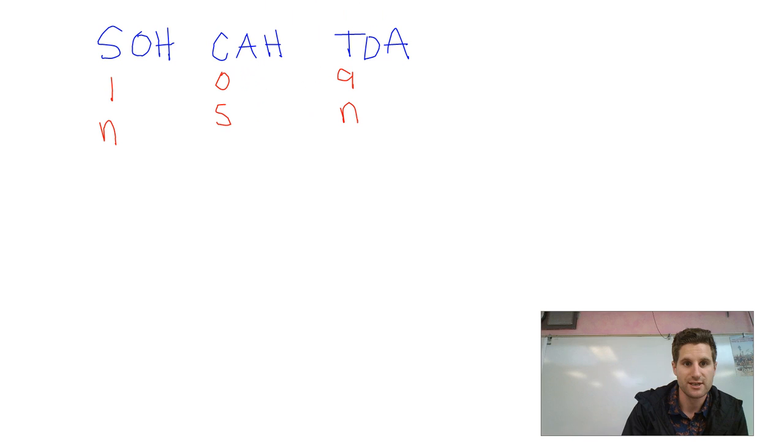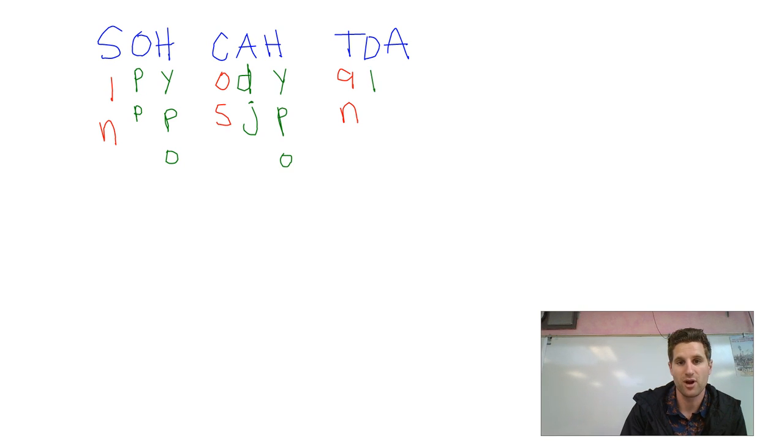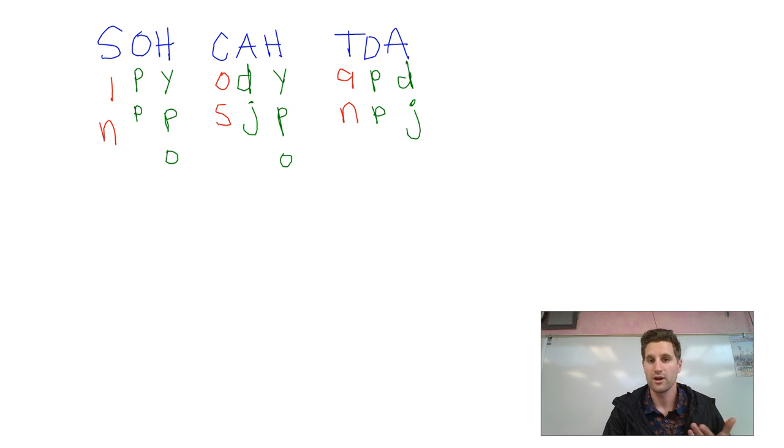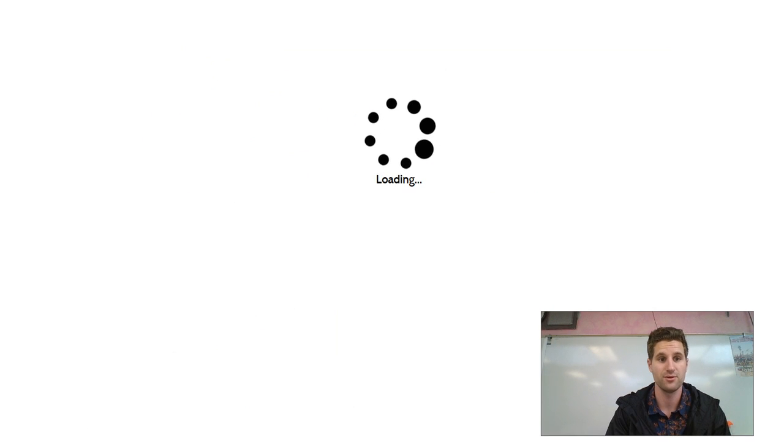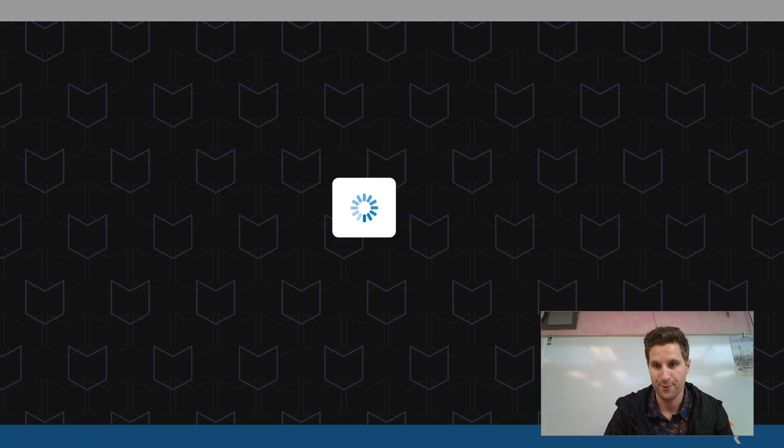Then we'll fill in our other piece. Let's do green. This is opposite, and this is going to be hypotenuse. This is adjacent, and this is hypotenuse. And this is O for opposite, and then adjacent. Okay? So we're going to go ahead and utilize that. I'm going to flip that back around, and let's go into our first example, writing a trigonometric ratio.